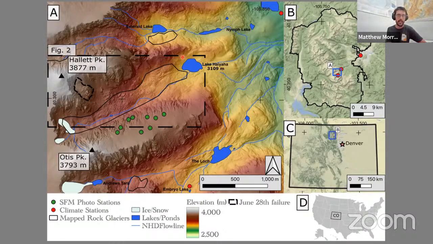This is Chaos Canyon, which is well named for the numerous large boulders and rocky terrain. And actually the slope that failed in a landslide is located here in this dashed line. And I'll go through what the other points mean throughout the talk. But Lake Haiaha will be mentioned several times as a point of reference for observations of the landslide actually taking place.